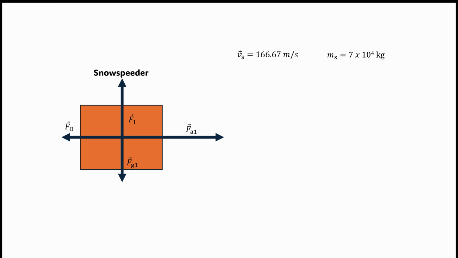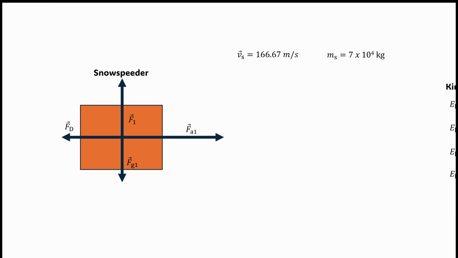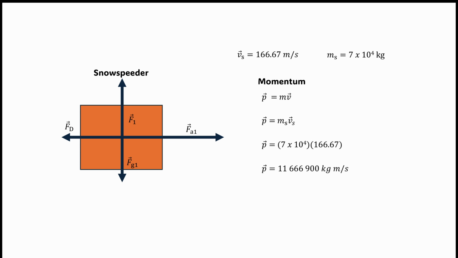From Wikipedia, the effective combat speed of a snowspeeder is 166.67 meters per second, and the mass is 7 times 10 to the 4th kilograms. Thus, we can calculate the kinetic energy to be 972,261,112 joules. Of course, you can then also calculate the momentum, which would give us 11,666,900 kilograms meter per second.